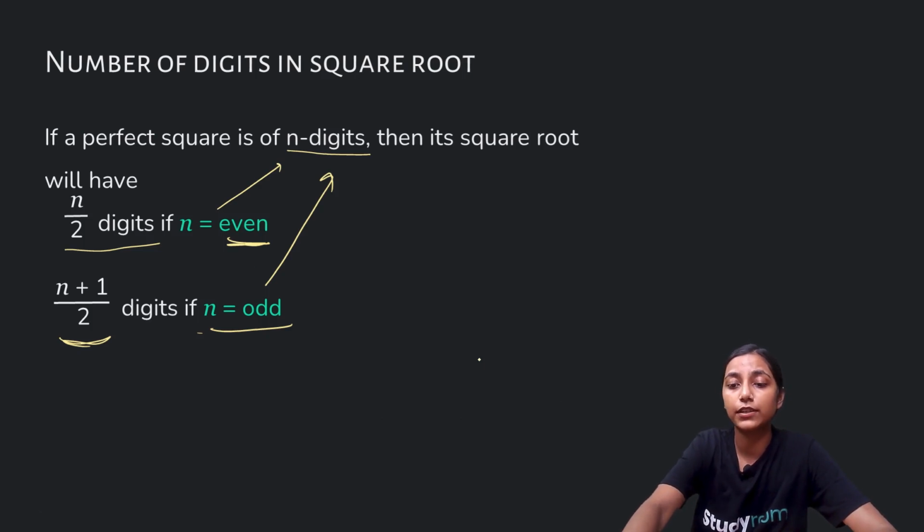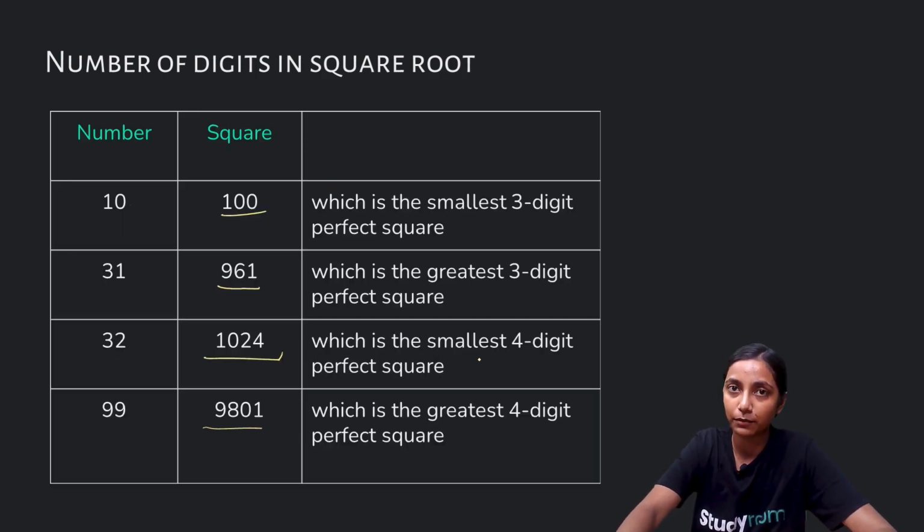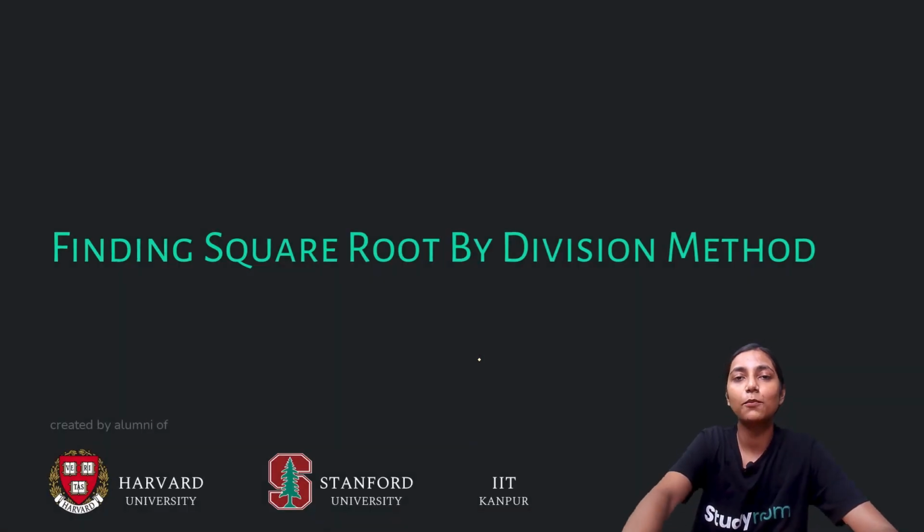And this was the number of digits in a square root. If a perfect square is of n digits, its square root will have n by 2 digits if that n is even, and if that n is odd, then the square root will have n plus 1 by 2 digits. This is all about this video lecture.